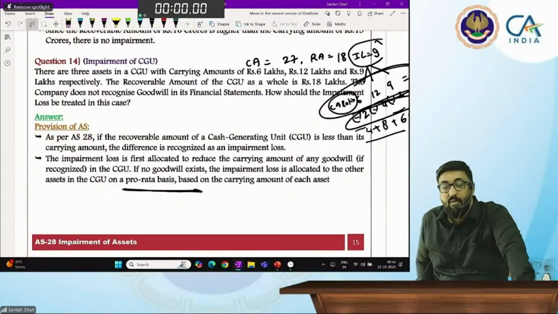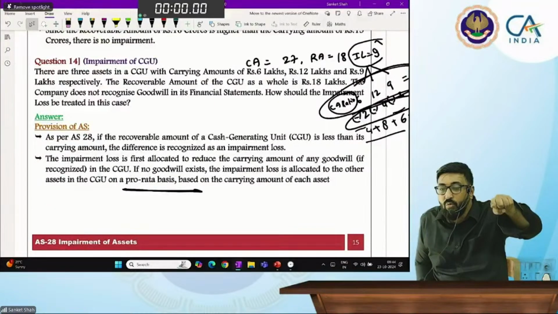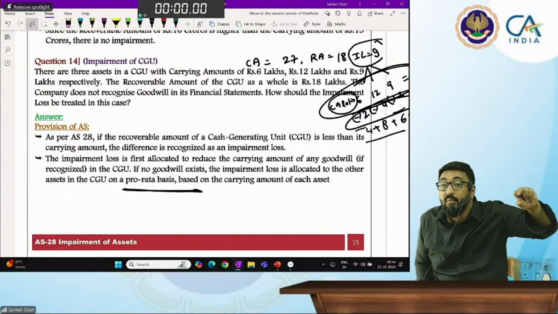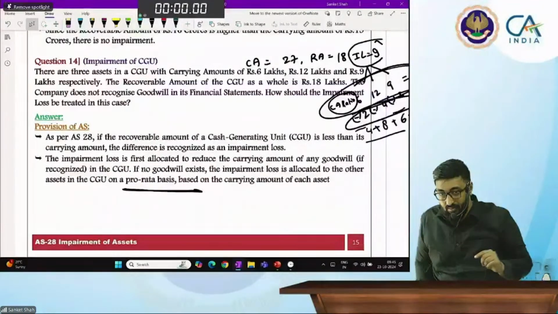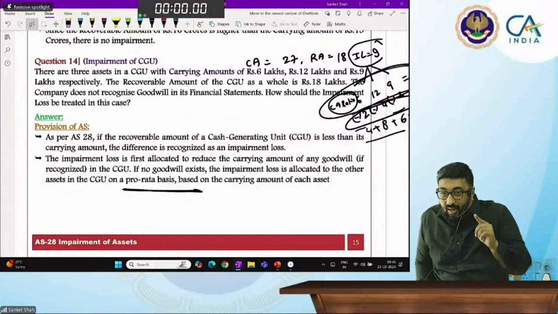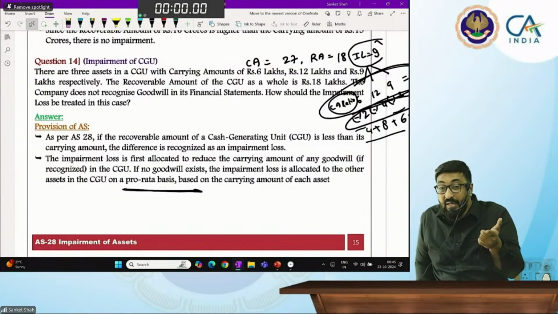Provision of AS. As per individual AS, assets you are going to divide over the carrying amount? Whole asset, whole CGU ka karenge sir, phir usko pro rata basis mein allot karenge individual asset ko. When you will do this part, when that asset is not giving you independent cash flows. Yes, sir. When those assets are interdependent, not independent.